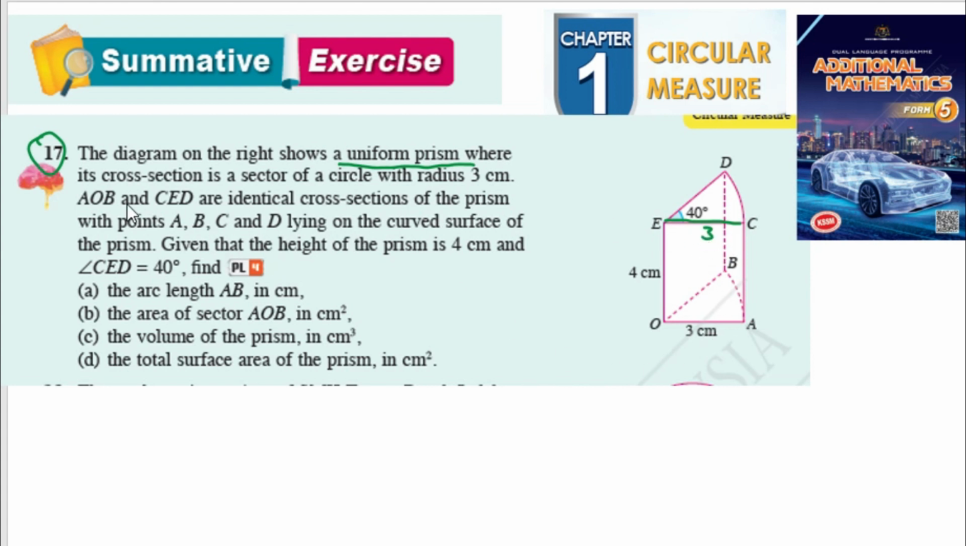AOB and CED are identical cross sections of the prism, because we know the prism up and below is equal. ABCD is lying on the curved surface of the prism. Given the height of the prism is 4 cm and angle CED is 40 degrees, so this one is 40 degrees, find the arc length of AB in cm.